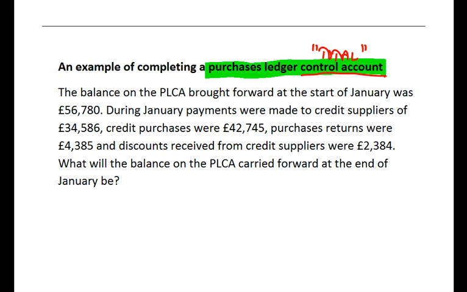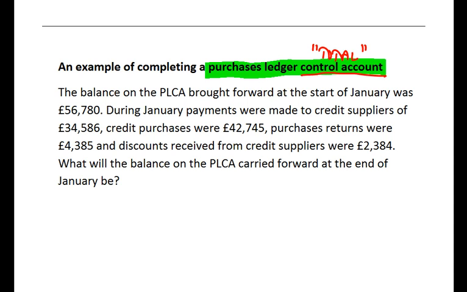So on the purchases ledger, we show individual balances owed to each credit supplier broken down, so there could be hundreds upon hundreds of individual supplier balances on the purchases ledger. But the purchases ledger control account pulls that all together as a single total, the single amount that we owe to all of our credit suppliers, and that's the figure that would then feature in our accounts.